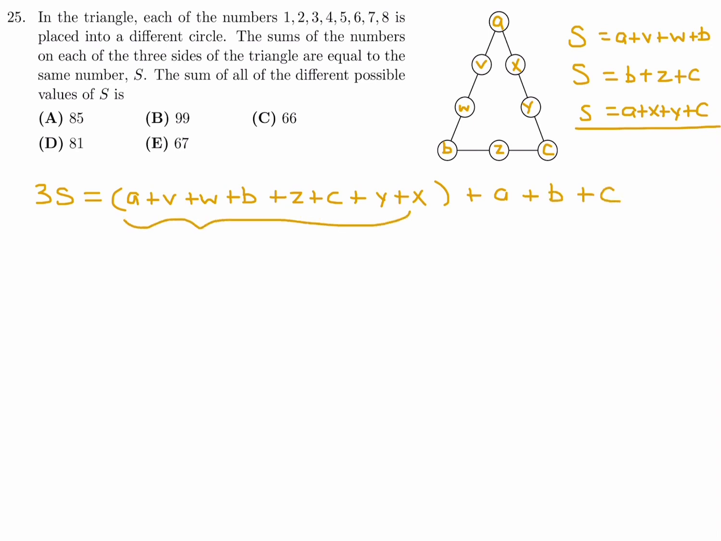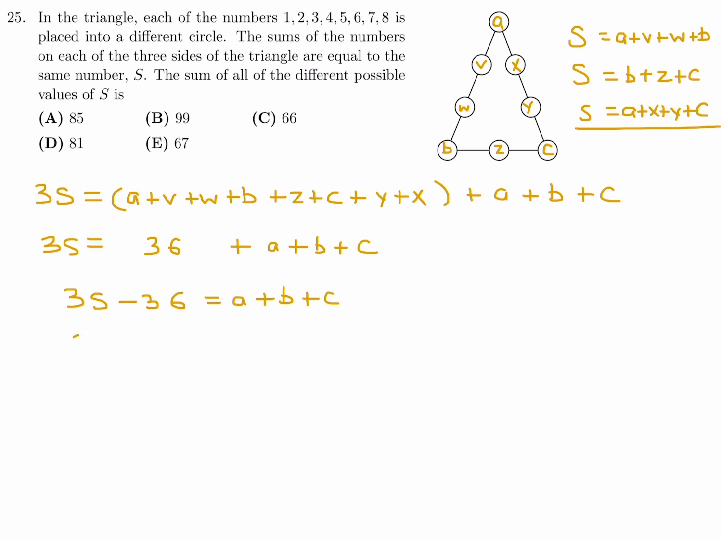Now those guys are basically all of the numbers between 1 and 8, so it's like adding all the numbers from 1 to 8. And when you do, you get 8 times 9 divided by 2, which is 36. And then you've got this A plus B plus C. Put the 36 on the other side, and if you factor out a 3, you'll get S minus 12. So that means A plus B plus C is some multiple of 3. That is the conclusion.